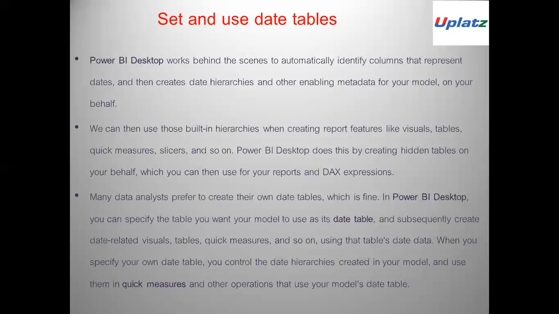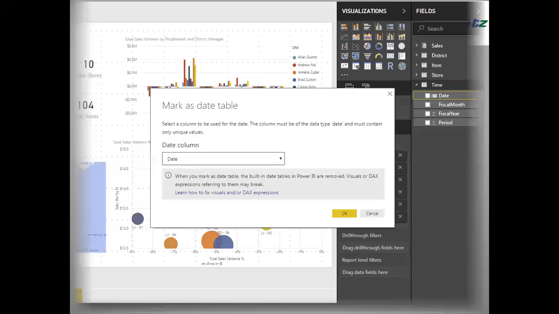We have seen that these tables are for the date columns, but for data analysts, they prefer their own date tables, and it's fine. It's a kind of practice in Power BI desktop, and you can specify the table in your model to use for time intelligence, quick measures, and so on. We control the date hierarchies created in the model, and then we use our model's date table. That means we are going to create our own table. We can create it, like a mark as date table window is there.